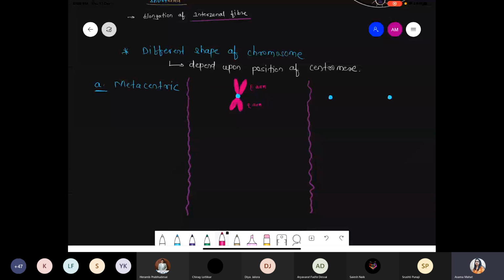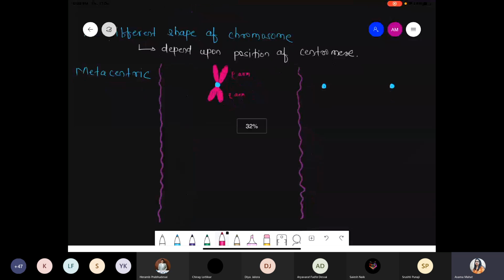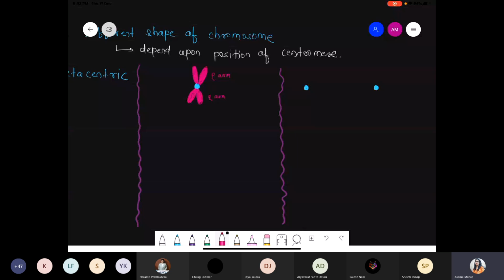Centromere gets split, and now we can observe V shape of chromosome during the anaphase. Exactly, V shape draw करना है, okay? So that the condition during the anaphase. So I'm giving the title. Basically, these are the conditions during the anaphase.